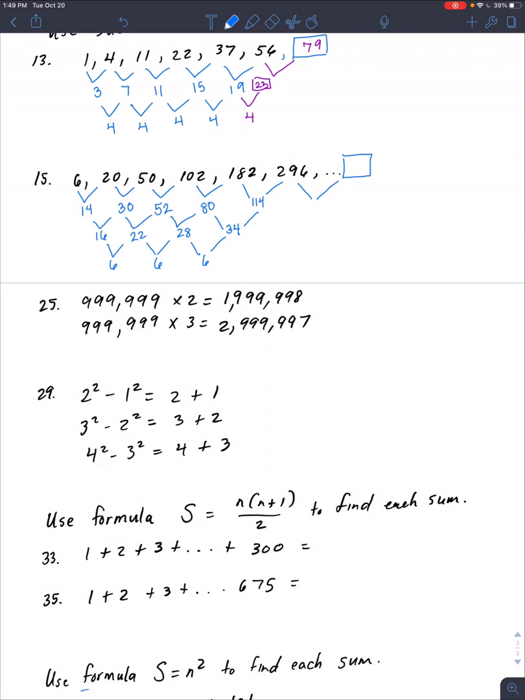So now that we have all common 6's on the bottom, now it's safe to say 34 plus 6 is 40. And then take that and go back up. So 114 plus 40 is 154. And now we can work that up. So 296 plus 154 is 450 to get to the next term. Okay?